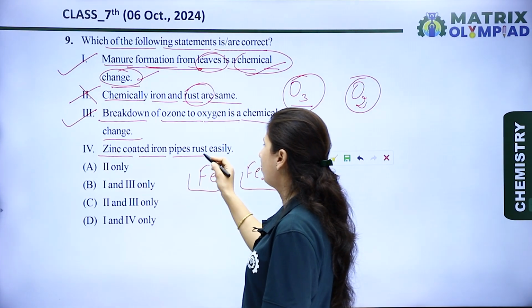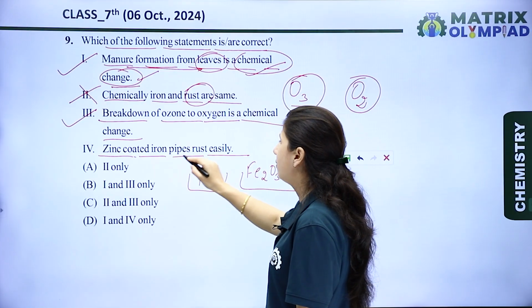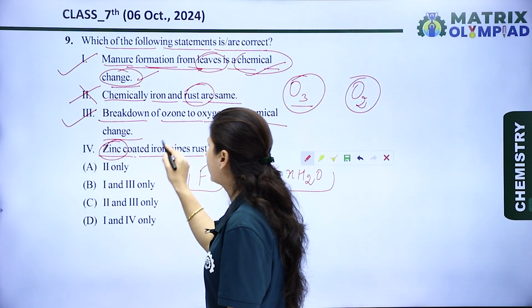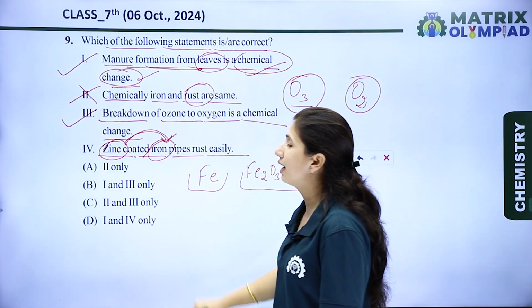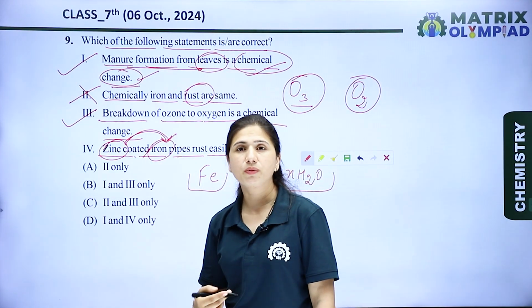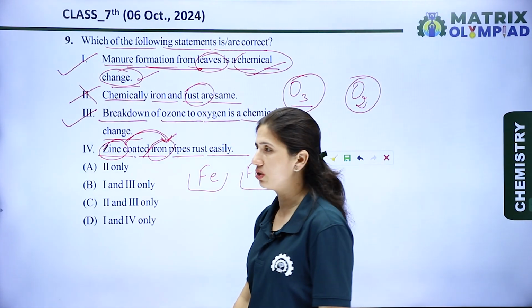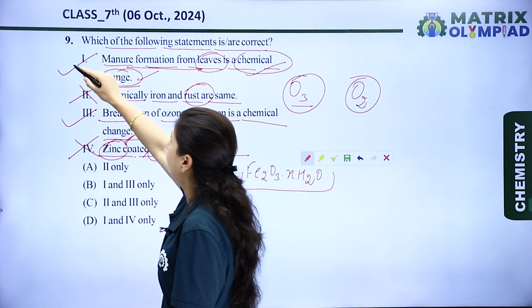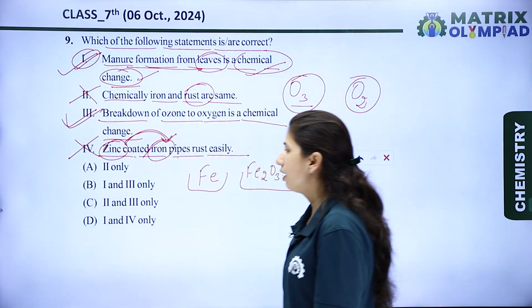Now let's see the next. Zinc coated iron pipes rust easily. No, zinc coated iron pipes do not rust easily, because zinc is more reactive than iron. So if we put zinc on the iron, it can prevent the iron from rusting. This process is known as the galvanization process. So this is also a wrong statement. So we can see the first statement and the third statement are right statements.